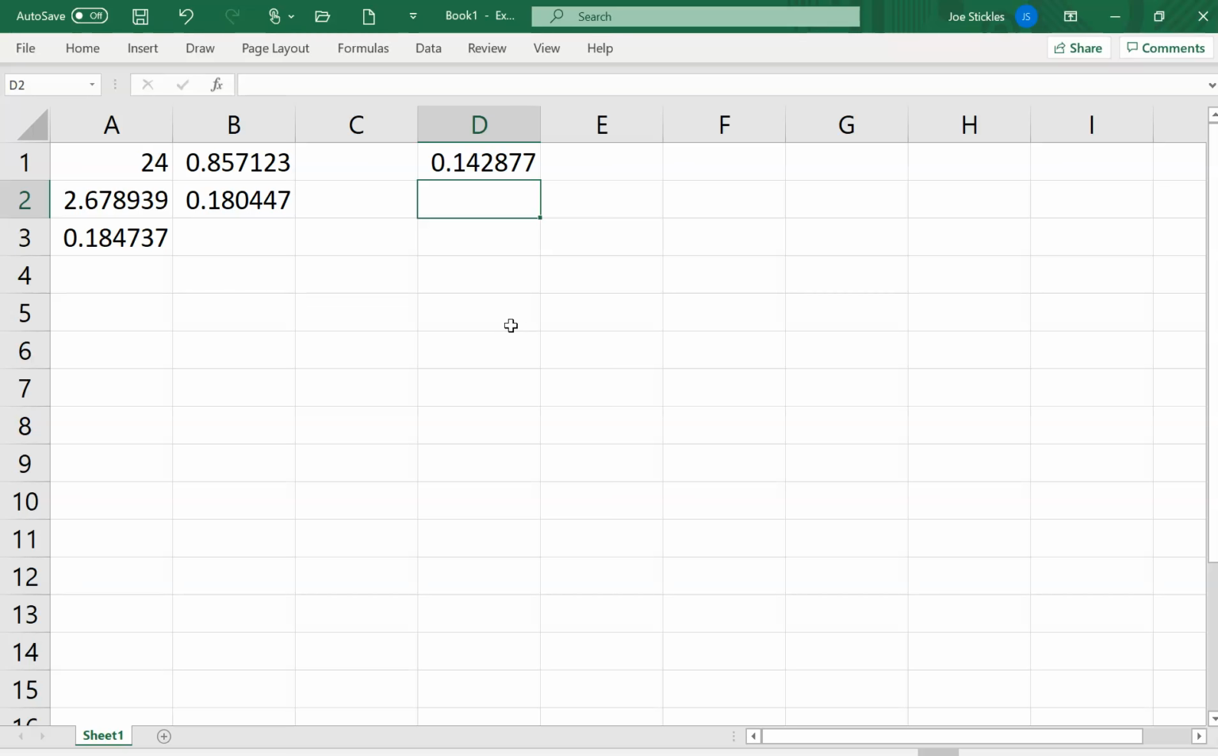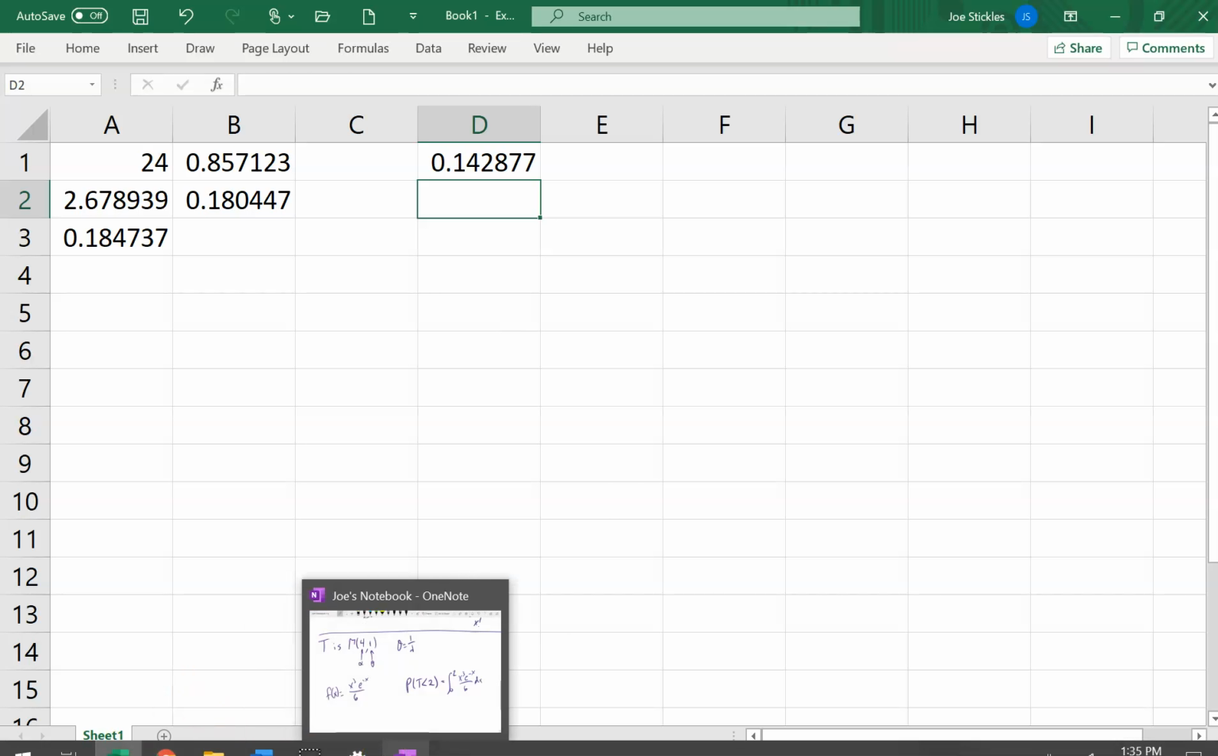So we get about 0.143. It's okay. Not too bad. Decent. All right. So let's talk a little bit about the chi-squared distribution.